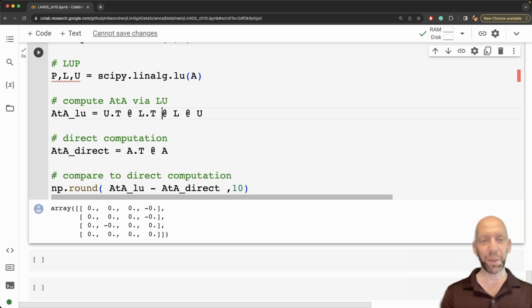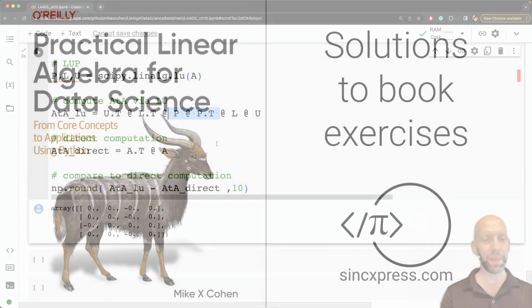Now, if you would like, you can actually include the P matrix. Maybe I'll do that anyway. So let's see, times P transpose, and then times L times U. Okay, and then we still, because this is the identity matrix, it doesn't matter if you have this in there or not.